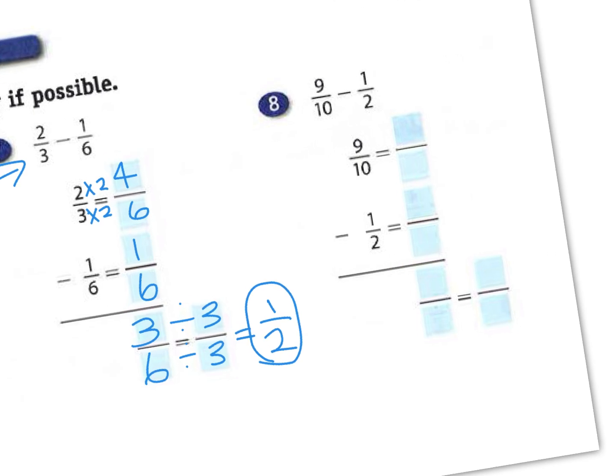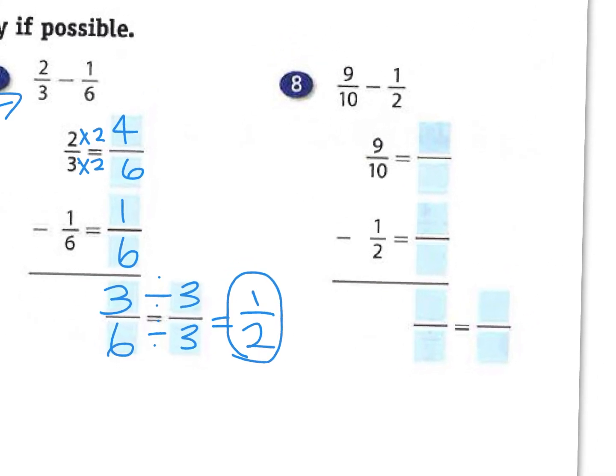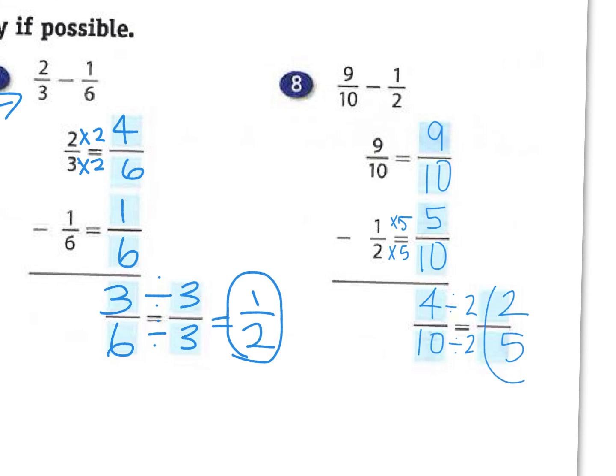I'm going to zoom in a little for this one. Here we have 9/10 minus 1/2. Again, I know that 2 goes into 10, so I'm going to just keep the 9/10. I don't need to change that one. But I can do 2 times 5 to get 10, and then 1 times 5 to get 5. Then 9 minus 5 is 4, and I keep the tenths on the bottom. Then I'm going to divide top and bottom by 2. 4 divided by 2 is 2. 10 divided by 2 is 5, and now it is simplified to 2/5.